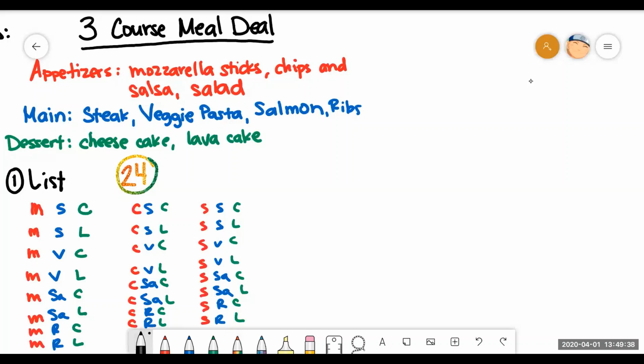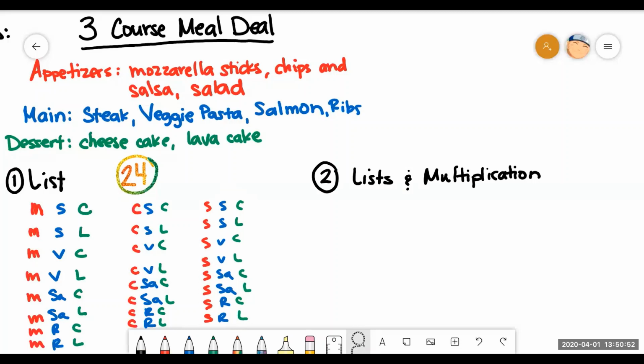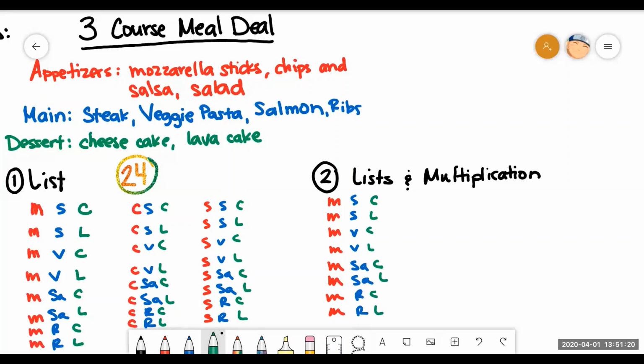But when time is ticking, it is nice to have some sort of combination of lists and perhaps multiplication. So lists and multiplication, which, as I mentioned before, a lot of you were able to use in Schoology. So I'm just going to copy over part of our list from our first method, from the number one method. So I have all my M's. And since I knew that these were all options for mozzarella sticks, I intuitively understood that these were also options for chips and salsa and also options for salad.